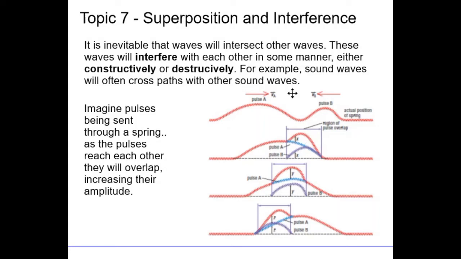Hello everyone. This is going to be our second last topic that we're doing in our circular and oscillatory motion section. This is topic 7. It's on superposition and interference.